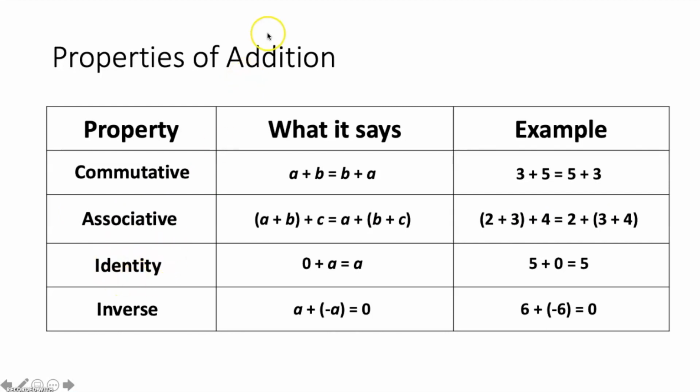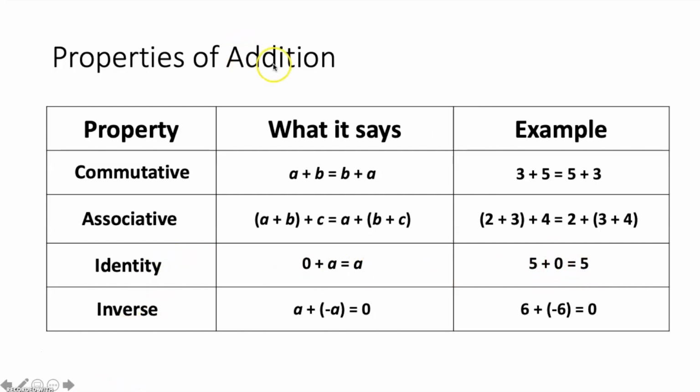The identity property of addition says if you have 0 plus some variable a, it's still equal to a. So 0 plus anything is that same anything. 0 plus a number is equal to that number. So in this case, 5 plus 0 is equal to 5 by the identity property of addition.